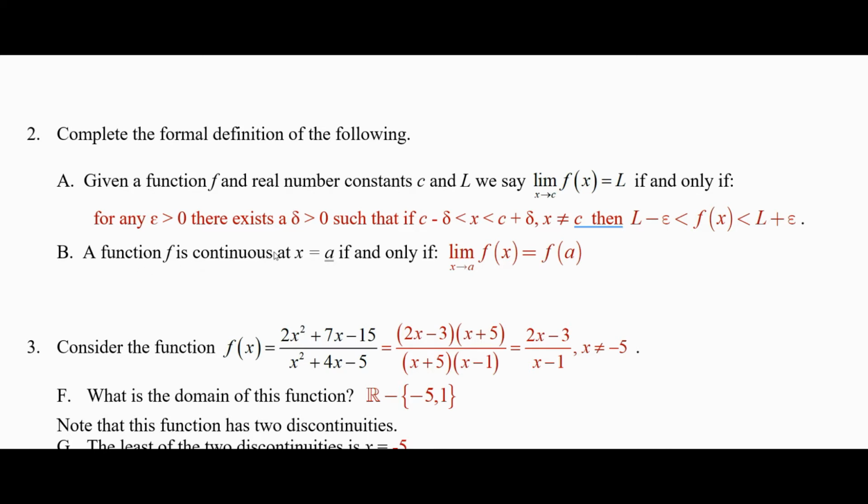A function is continuous at x equals a if and only if the limit as x approaches a of f of x equals f of a. Notice that that's three things. The function must exist, f of a must exist. The limit must exist, second thing. And the third thing, those two things are the same thing.